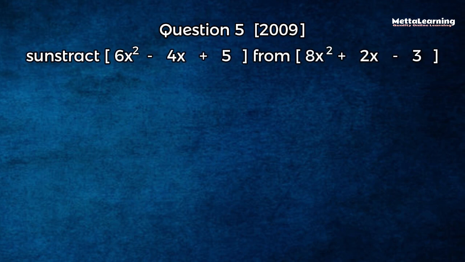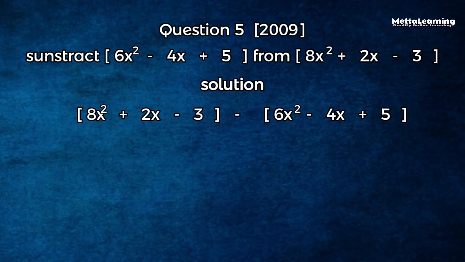And the last question we have here for you in today's class says subtract (6x² − 4x + 5) from (8x² + 2x − 3). So the first thing for us to do is to rewrite our question, since we are subtracting the first set of numbers from the second. So we have (8x² + 2x − 3) − (6x² − 4x + 5).